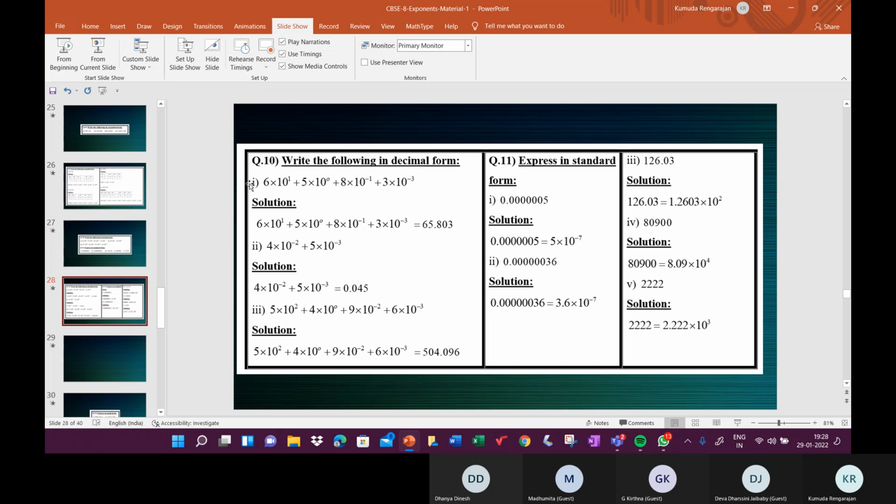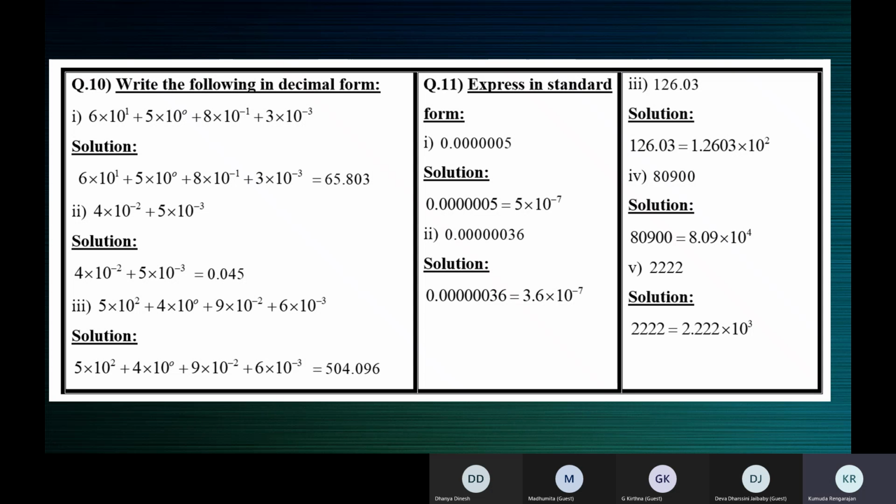So how many zeros do we have? Let's take some other example. Now, supposing we are given the number 0.00003. Now this is in the usual form. How do we write it in the standard form, or the scientific notation?